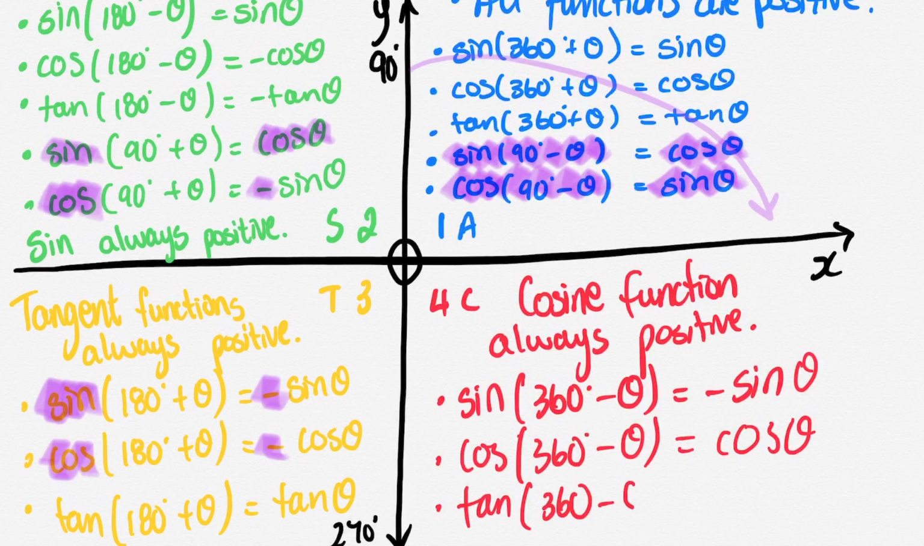Now let's look at tan. Tan is 360 minus theta. Tan in the fourth quadrant is always going to be negative. So we write negative tan theta. There we go, sine and tan are both negative in this fourth quadrant.